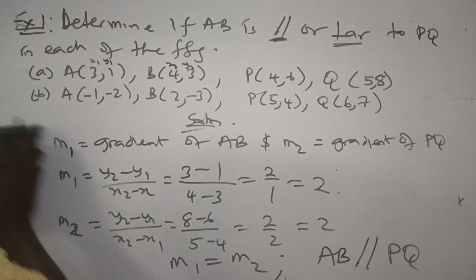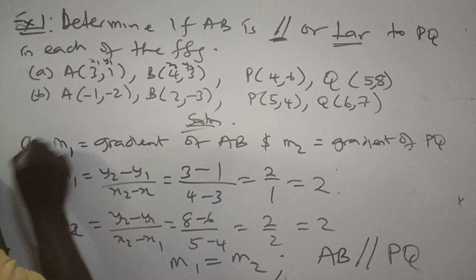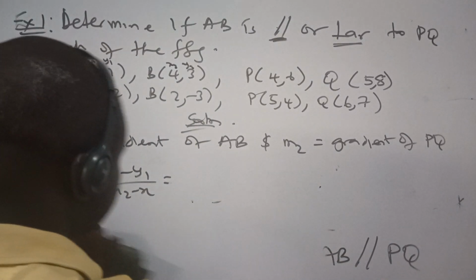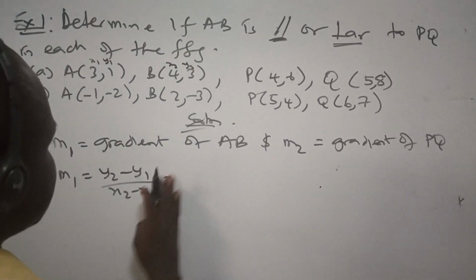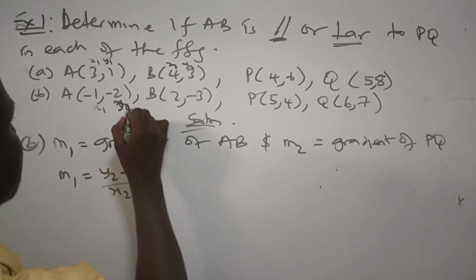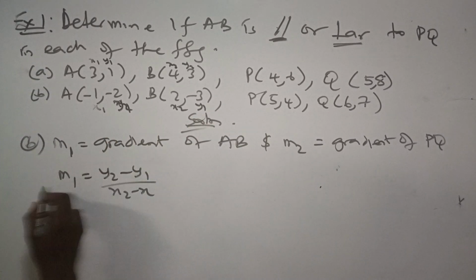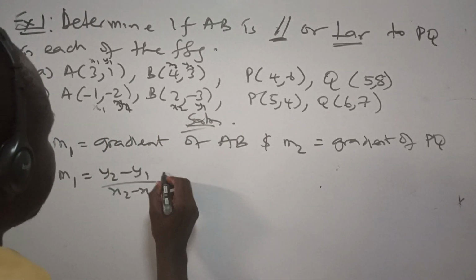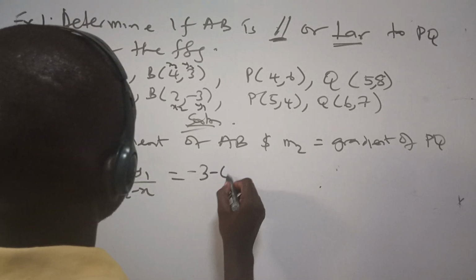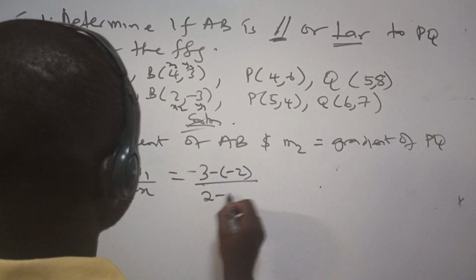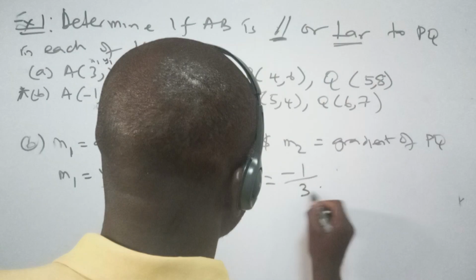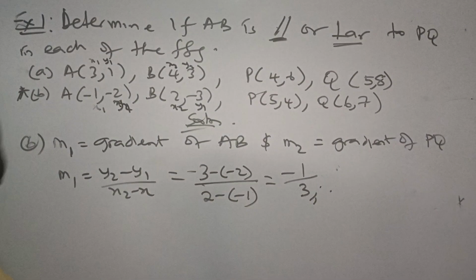So let's go ahead and check the second example. Still the same thing. We check for this one, X1, Y1, X2, Y2. So let's check for AB in the second example. Y2 is minus 3 minus 2 all over 2 minus 1. Then at the end of the day, I'm going to get minus 5 all over 3 as the answer. That's the first thing we get.